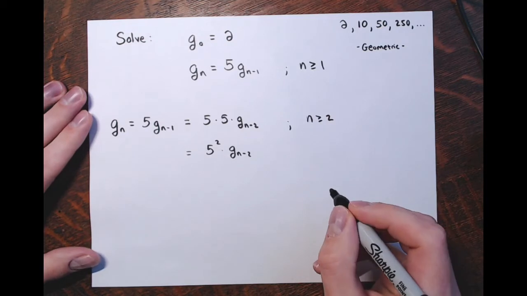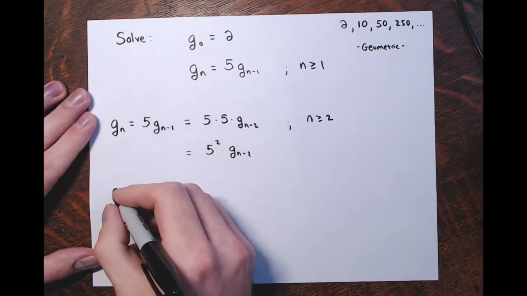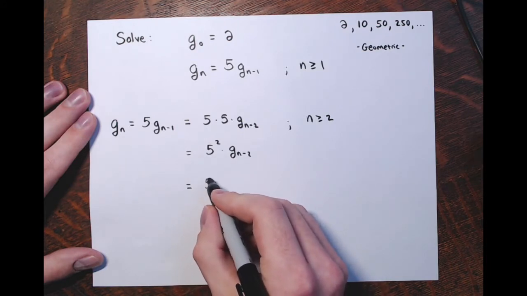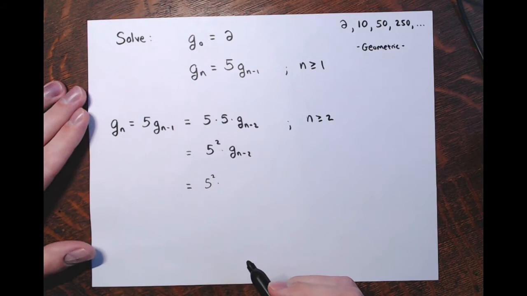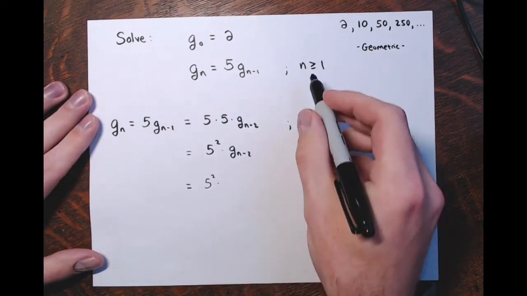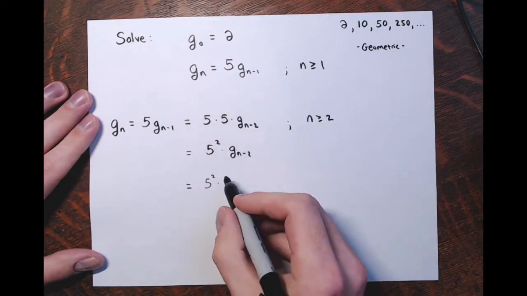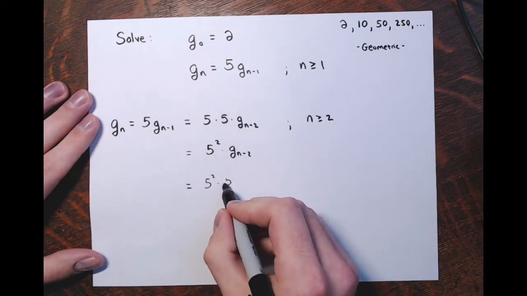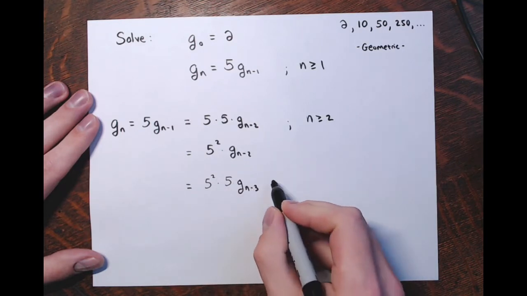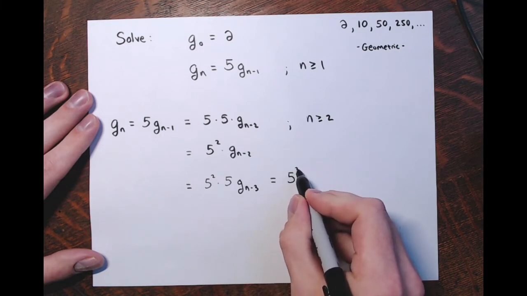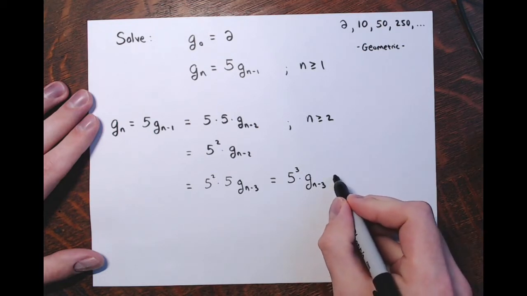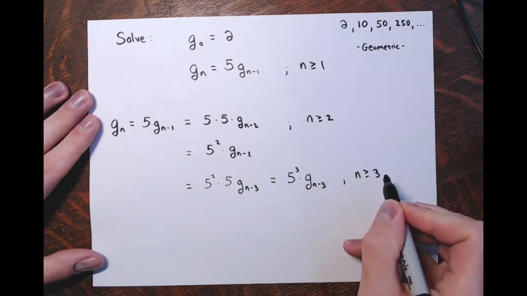All right, then if n is greater than or equal to 3, just keep this going. We have 5 squared times G sub n minus 2, and if n is greater than or equal to 3, n minus 2 would be greater than or equal to 1, and I could apply this rule, and G sub n minus 2 would be 5 times G sub n minus 3, right? So we're getting 5 cubed times G sub n minus 3. And this is for n greater than or equal to 3.